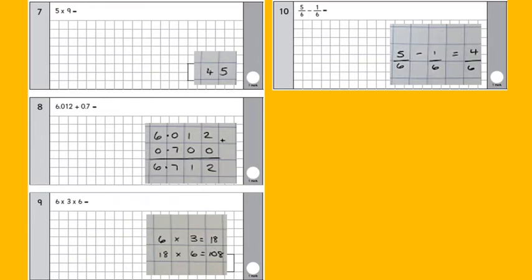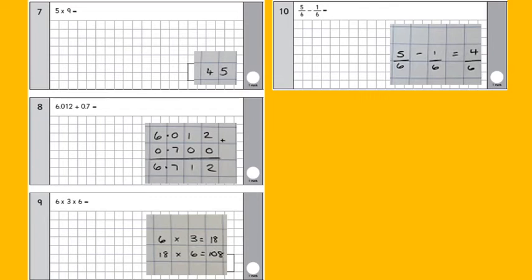Number 8, the main thing about this one is place value. Again, decimals in the right place will help you with this one. I've also put 2 placeholders after the 7 to make my life a little bit easier, which is 6.712.